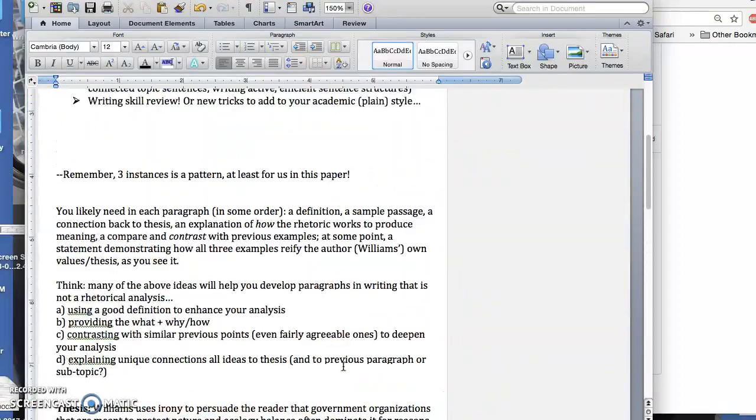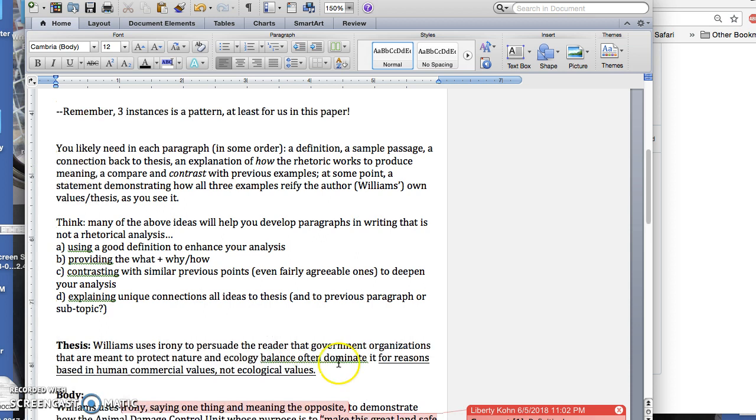So what are those things, though? This is probably the important stuff to remember as you begin thinking and doing the early stages of writing in your paper. Remember, for our class, I'm going to call 3 instances of something a pattern. So that is, you need 3 examples from the Grand Canyon documents. Probably 1 to 2 documents will be all you need to get this work done.